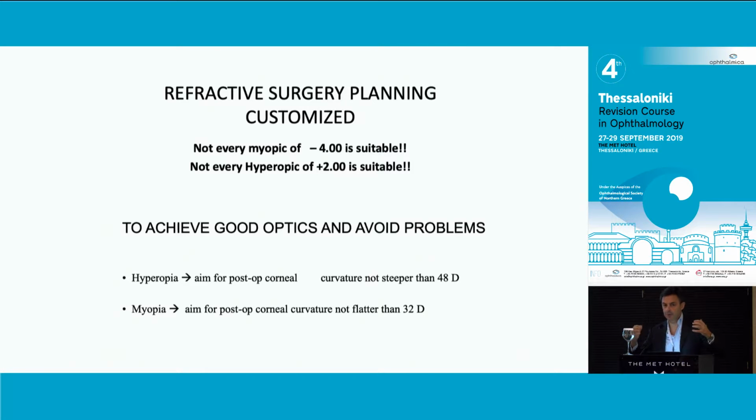And to keep good optics and a good tear film, there is a limit to how much you can flatten or steepen. So a patient who is already very flat is not an ideal candidate for a highly myopic treatment. Likewise, a patient who has quite a curved cornea to start with, more than 45, 46, is not ideal for hyperopic treatment because you will make that cornea even steeper, and this can cause problems with the quality of vision.